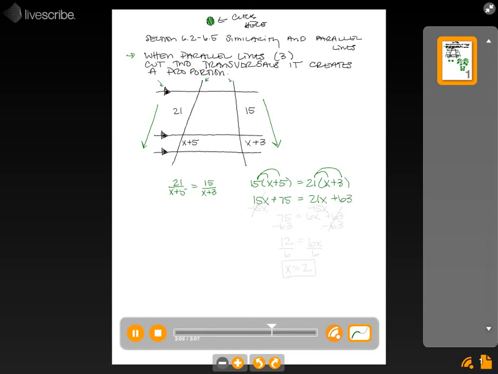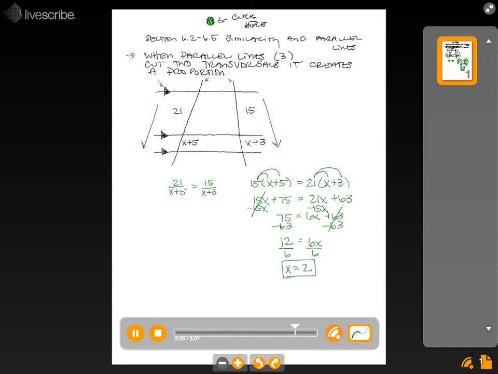Now we solve it like we normally would. We're going to subtract 15x from both sides. Those cancel. We're left with 75 equals 21x minus 15x is 6x plus 63. Now we're going to subtract 63 from both sides. Those cancel. So 6x equals 75 minus 63 is 12. Divide both sides by 6. 12 divided by 6 is 2, so x is 2.